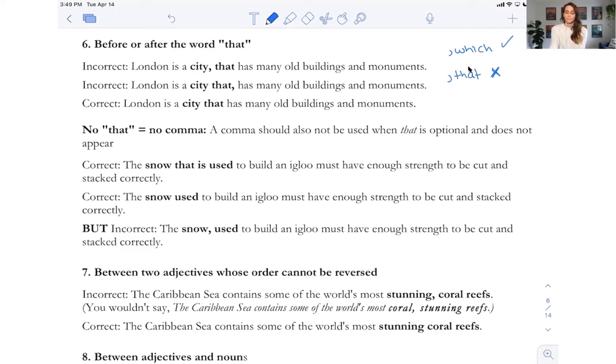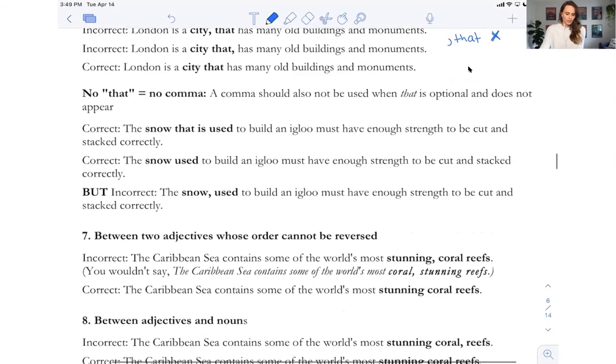Because which, remember, if you have a preposition before which, then no comma. So which can be a little trickier. That, just don't ever use a comma with the word that.